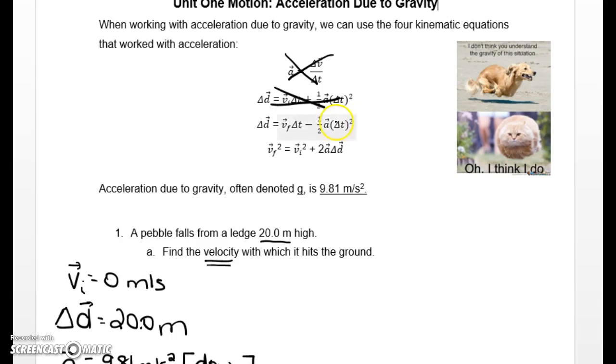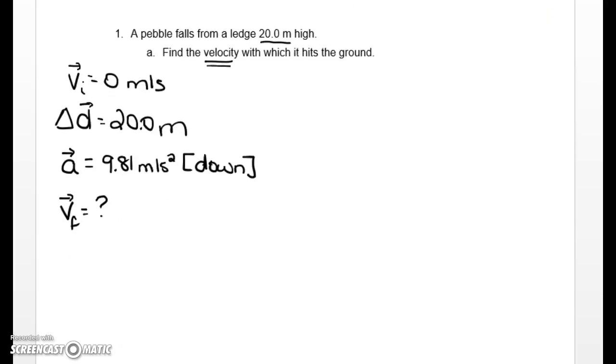Looking at our third equation here, we have displacement, our final velocity, and once again, this one here has time, so I'm actually going to cross that one out. So that means that we only have this last equation here to work with. So here we have our final velocity, initial, acceleration, and displacement. So I'm just going to rewrite this out here.